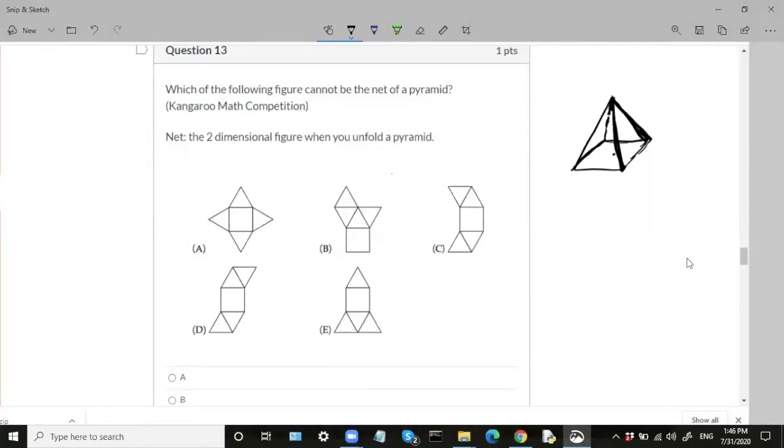So for the A, very easy to see, so we can fold this into a pyramid, 3D. And the B also could, right? But the C, if we fold these, we have these two triangles overlap each other, and we miss one piece here. So this side would be open, the pyramid, like an open door. So C is not. And we check D and E. Actually, they all could be the net of the pyramid. So the C is the answer, cannot be the net of the pyramid.